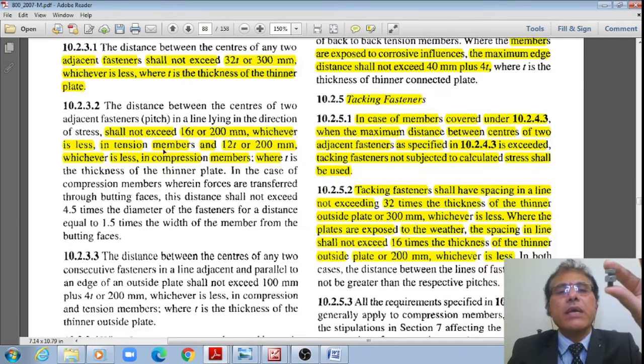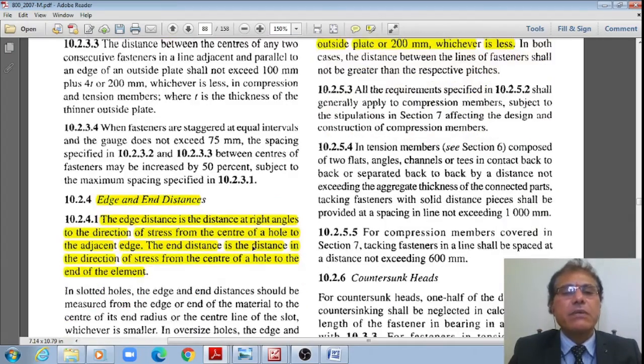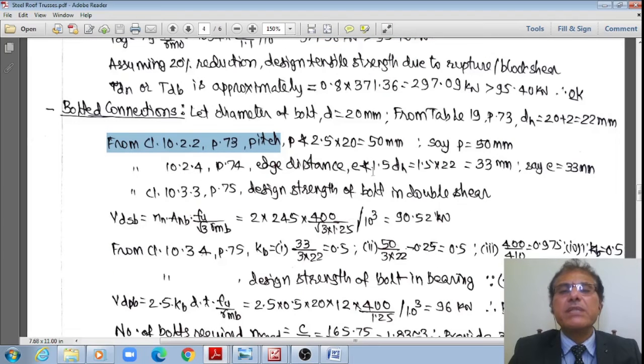However, I do have here a compression member. For this compression member, the pitch should be 12 t or 200. However, t now is also 12 mm, therefore 12 multiplied by 12, 144 or 200, whichever is minimum, right? That is how the pitch is limited. However, let me see what that pitch is.